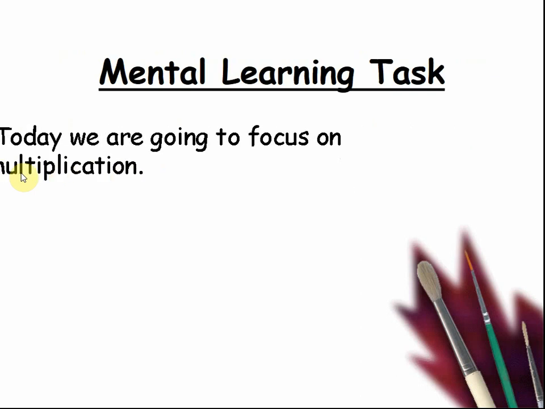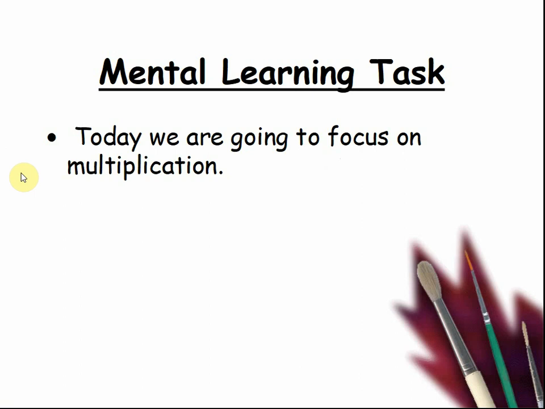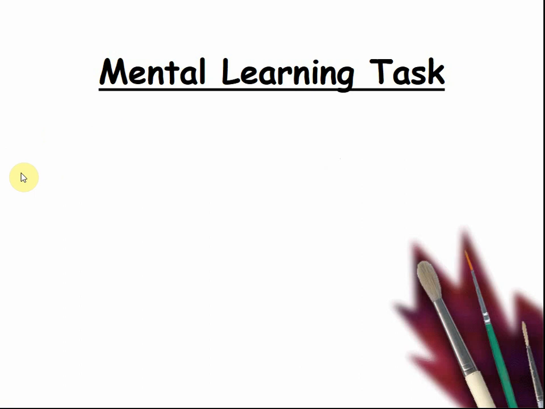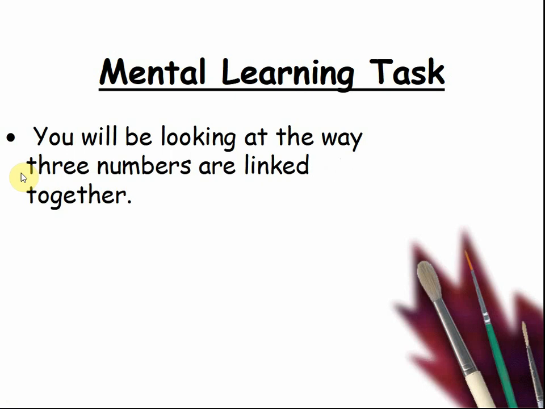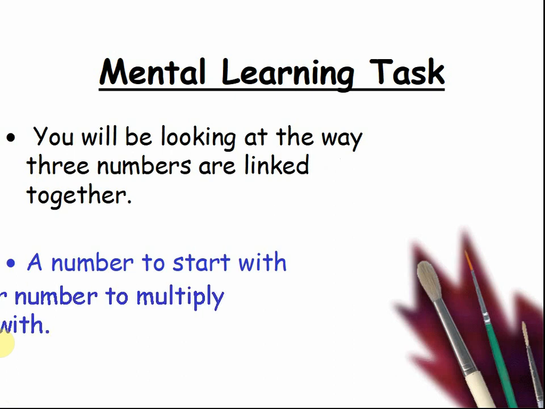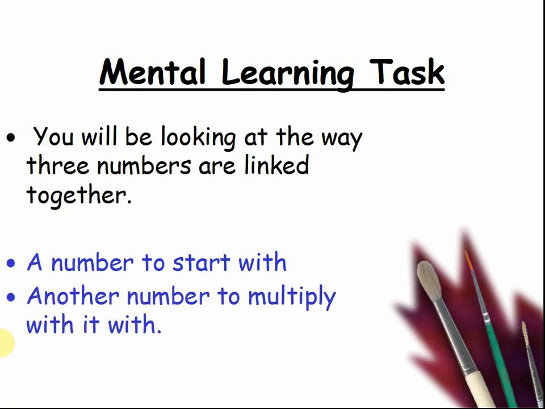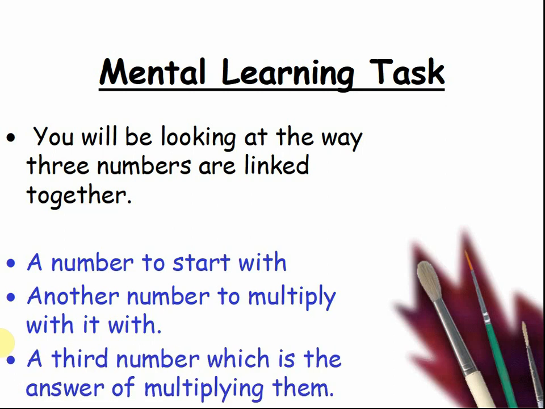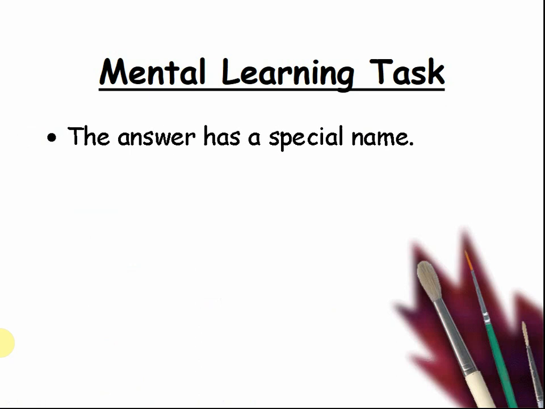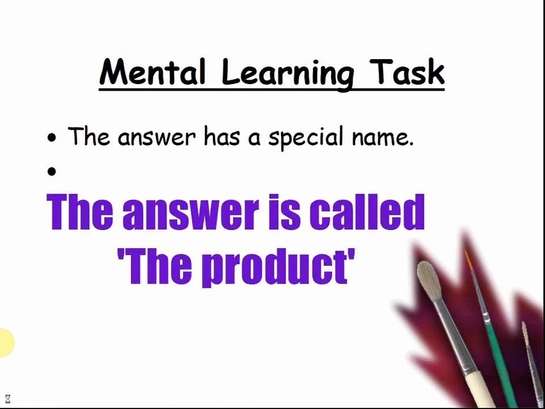Mental learning task. Today we are going to focus on multiplication. You will be looking at the way three numbers are linked together. A number to start with, another number to multiply it with, a third number which is the answer of multiplying them. The answer has a special name. The answer is called the product.